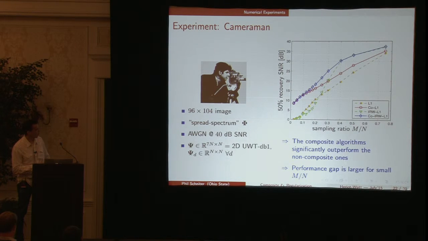Okay, and then moving on to a slightly more realistic example, we have a cameraman image. So this is something where, when we look at it again using this undecimated wavelet transform, the coefficients are not very sparse. They're approximately sparse. And again here, we see the 2 proposed algorithms have quite a gain over the classical algorithms, especially at low sampling ratios. Eventually, the classical ones catch up. But here at low sampling ratios, it buys you a lot to exploit differences in sparsity across dictionaries.